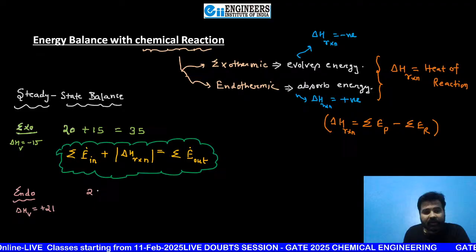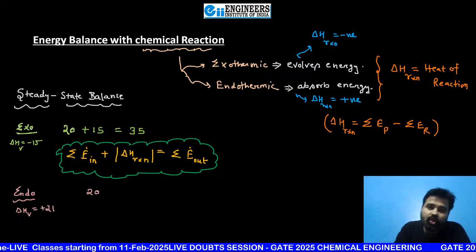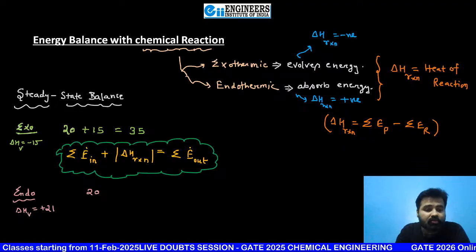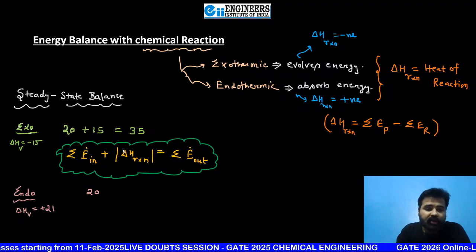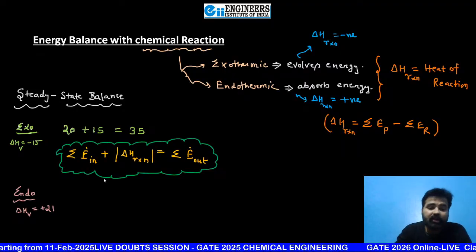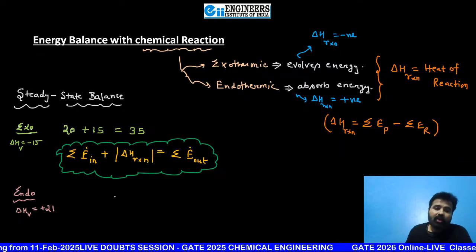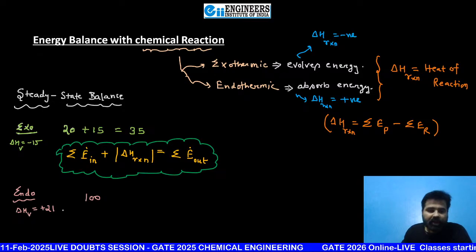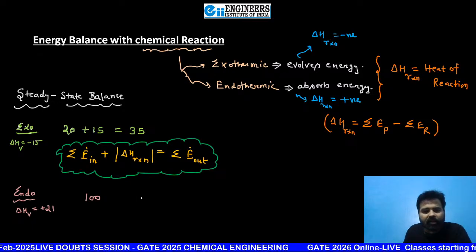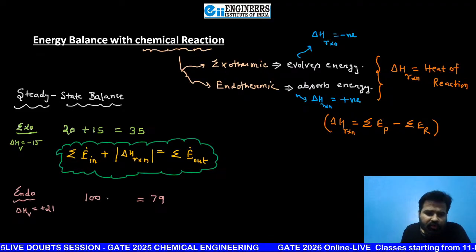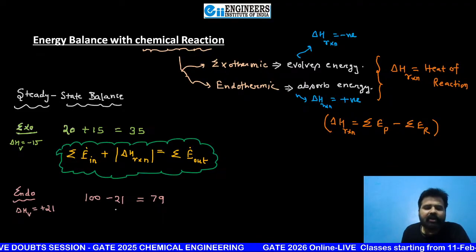So again, suppose you are sending 100 kilojoule and 21 is absorbed by your reaction. So at the exit you are definitely getting just 79. So where is it? It is here, 79.